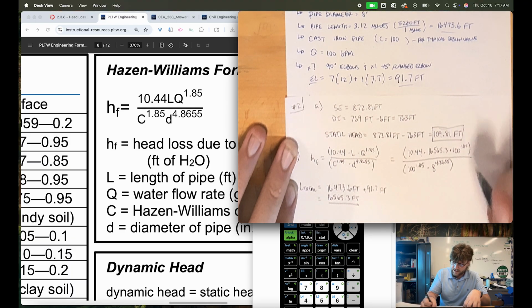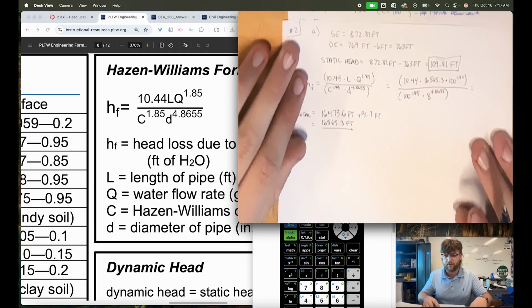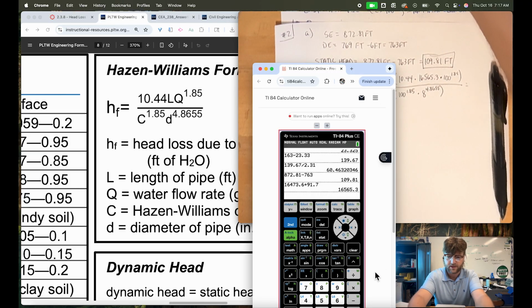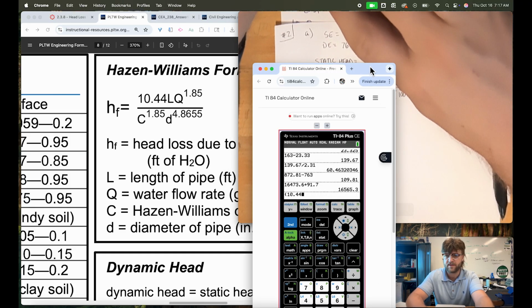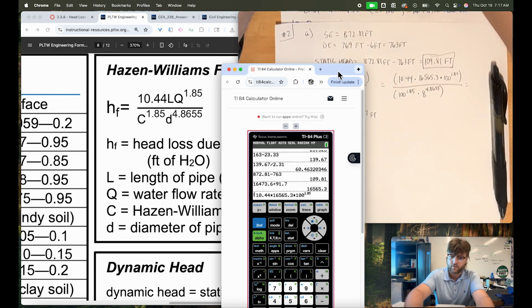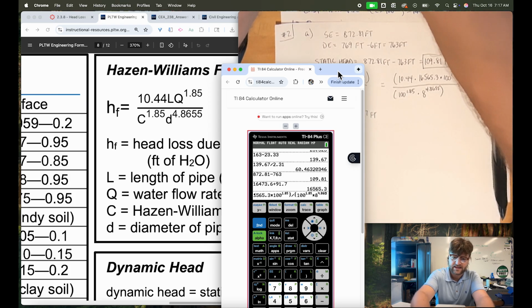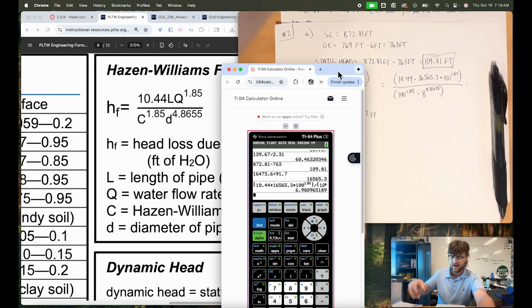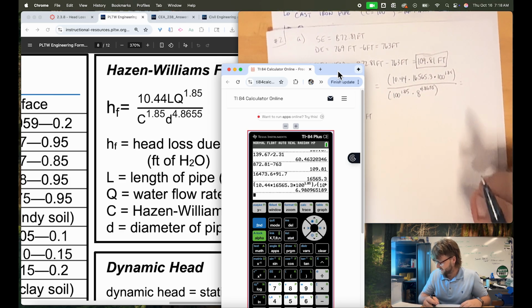And so now what we can do is go ahead and put this into our TI-84 here. So let's do it. So big parentheses, 10.44. I'm going to move this over a little bit so you can see. 10.44 multiplied by 16,565.3 multiplied by 100. I'm going to press Shift and 6. That's going to allow me to go to the exponent there, 1.85. I'm going to press the right key on my keyboard, and then I'm going to close the big parentheses, begin the big parentheses again, 1.85, and then multiply that by 8, raise that to 4.8655. And so now we can find out what our head loss actually is for this.